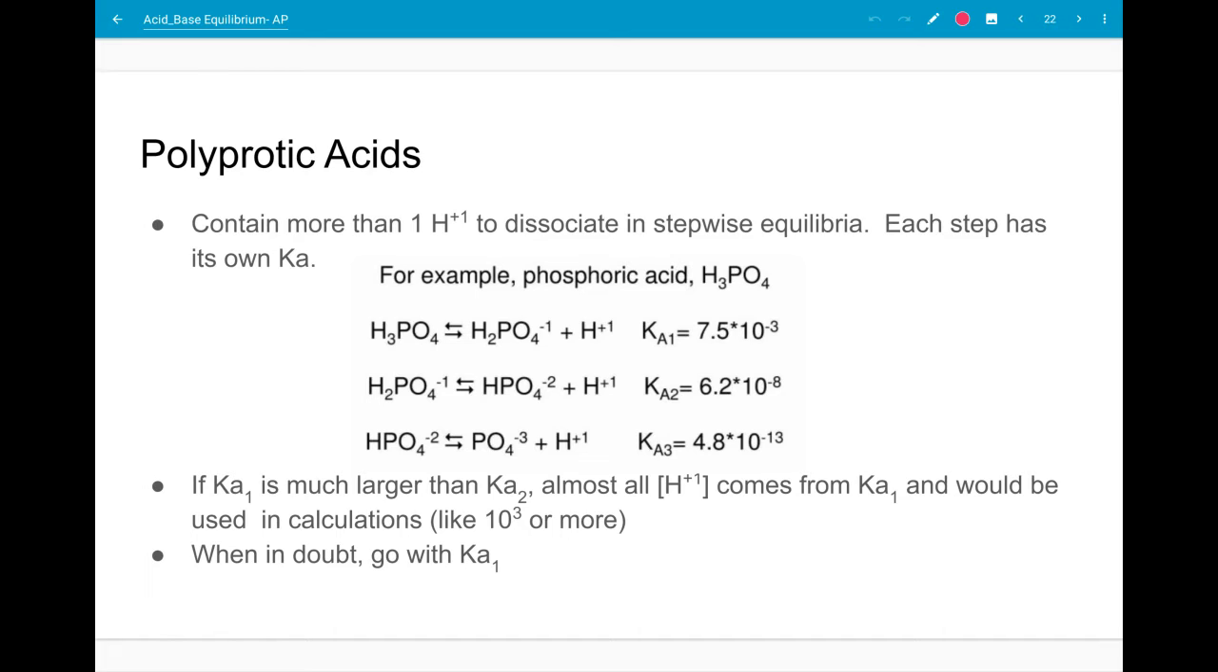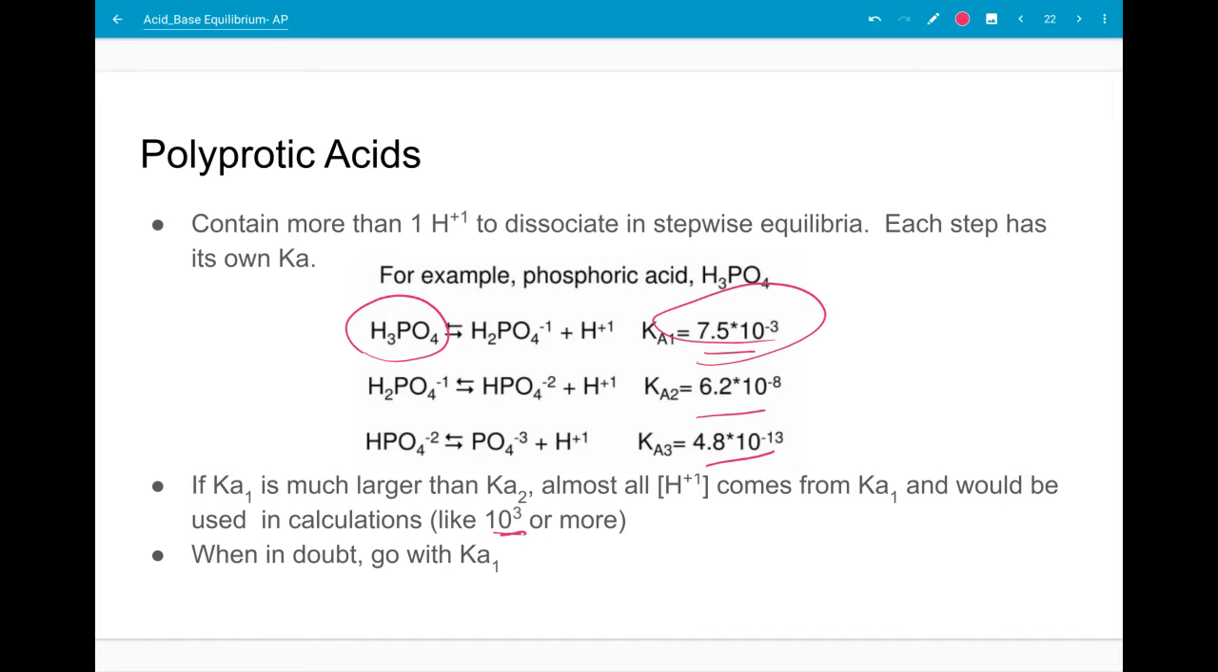Polyprotic acids are a little bit trickier. You'll notice you can only pull one H off at a time, so they actually have multiple Kas. This is an example using phosphoric acid. Three H's can be pulled off, and so we have different Kas. If you're not sure what to do, when in doubt, use the first Ka. It's usually the largest one, but the key is it's the one that's 10 cubed or more larger.